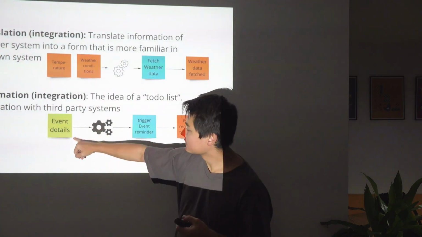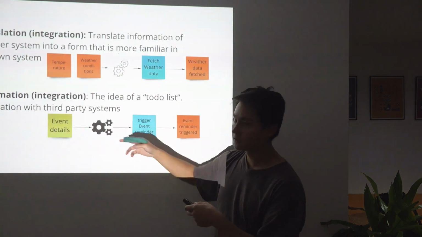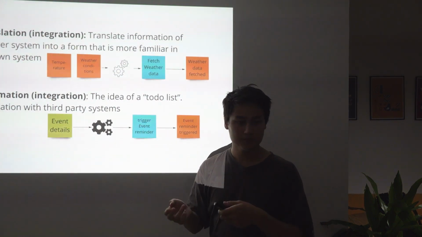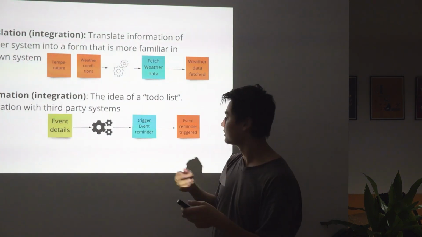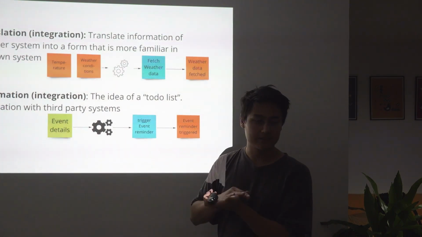Here, for example, the event details we have trigger, what's it called, the event reminder, for example, because the event reminder is set. And then we have a new state, event reminder.